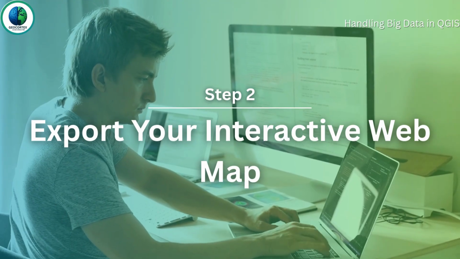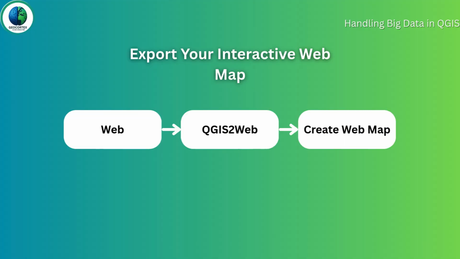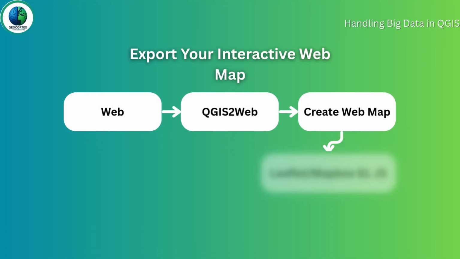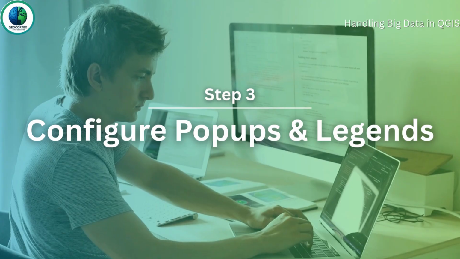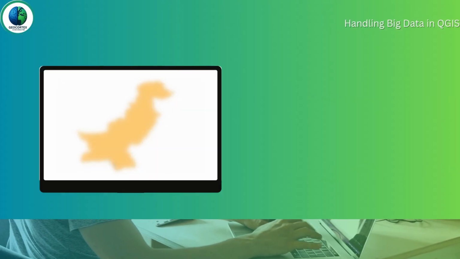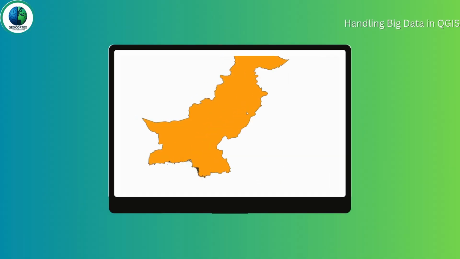Now let's export our map. Go to Web > QGIS 2 Web > Create Web Map. Choose your map library: Leaflet for lightweight 2D maps or Mapbox GL JS for vector-based performance. Next, you can enhance interactivity by enabling pop-ups to display attribute data when features are clicked.